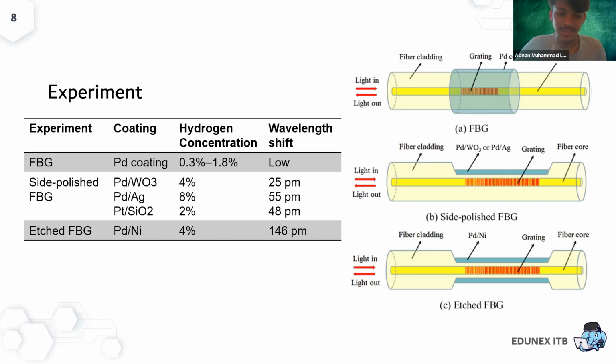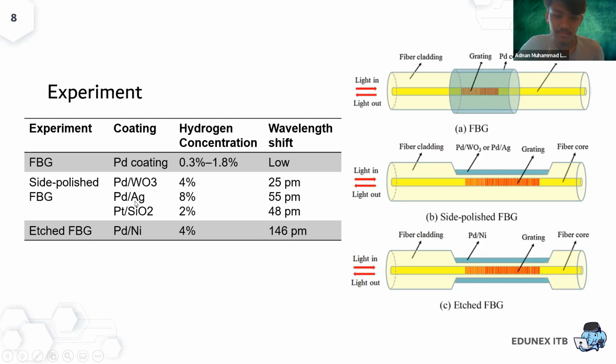In this picture we can see that one side of the cladding is etched and has a shorter distance to the grating, and it is coated by palladium tungsten trioxide. With exposure to 4% hydrogen, it has a wavelength shift of 25 picometers.